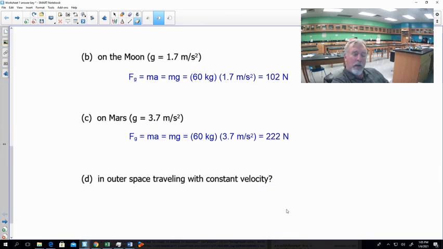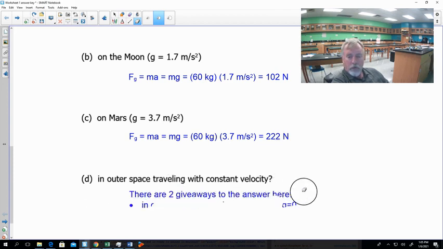And finally, this last one, it's not meant to be tricky, but I can see where it might be. Here we're talking about being in outer space traveling at a constant velocity. Well, there are really two pieces to think about here. The first one is that when you're in outer space, there is no gravity. Well, if there's no gravity, that means there's not going to be any acceleration. So what does that tell you? That leads you to know that our force is equal to 0.